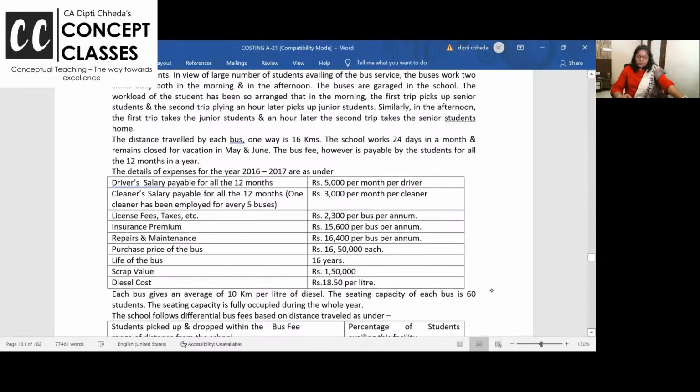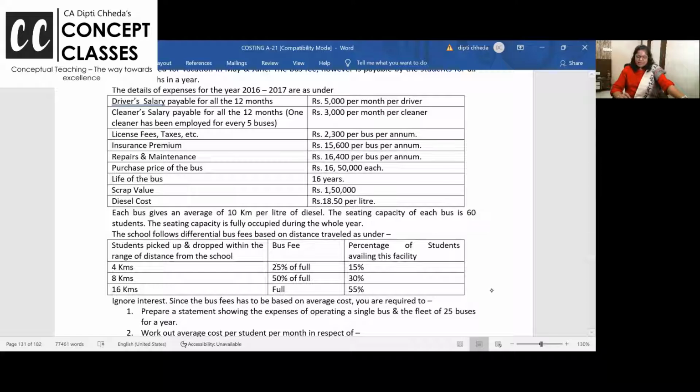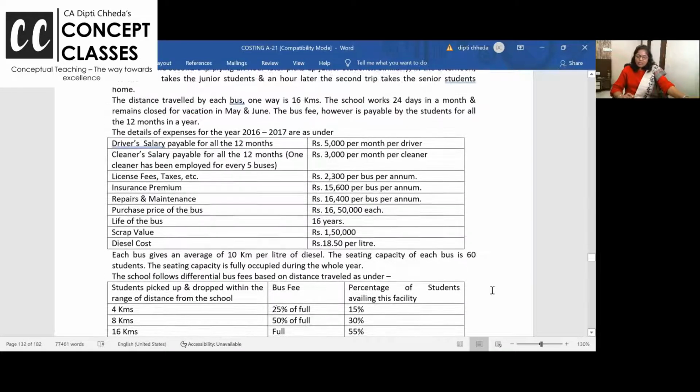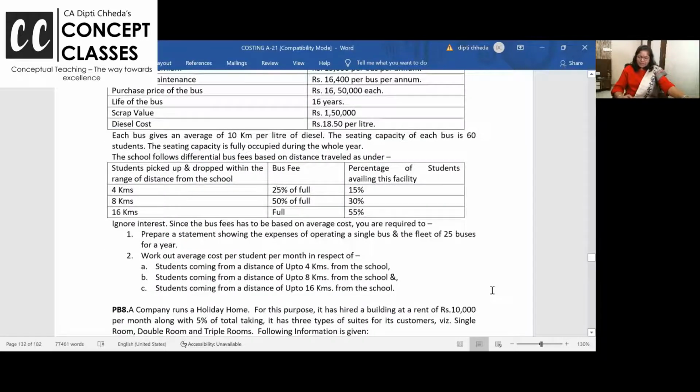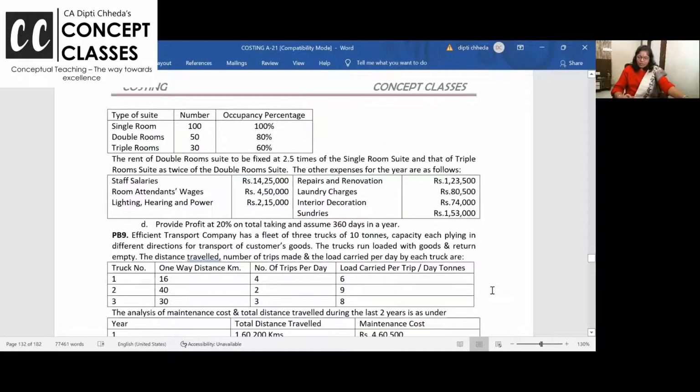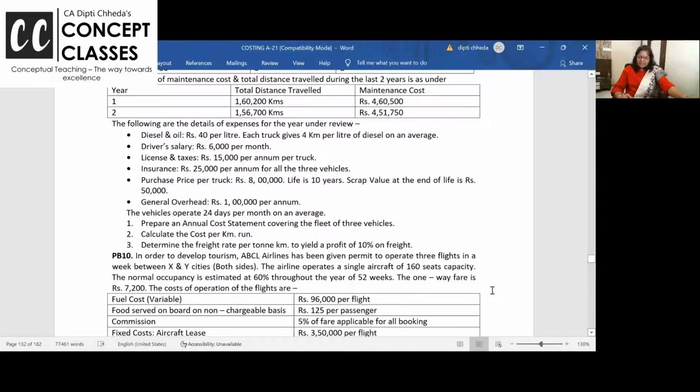Yeah, the school problem is also nice. First you pick up seniors and drop, then juniors, and the school works only for 10 months, but salary and all are paid for drivers, cleaners, all for 12 months. But petrol expense you take for 10 months, kilometers you take for 10 months, because for 2 months the school bus is parked in school during summer vacation. Got it? I'm just making you aware how differently they can ask you questions.